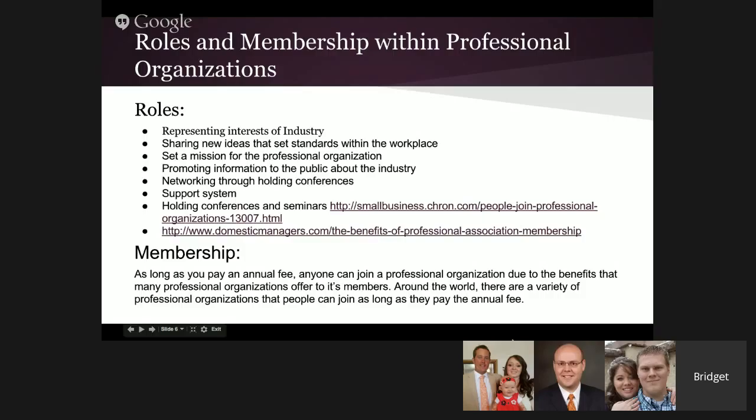To become a member of a professional organization, it seems that as long as you pay an annual fee, anyone can join, due to the benefits that many professional organizations offer to their members. Around the world, there are a variety of professional organizations that people can join. For example, there's an organization called the National Collegiate Scholars of America, and you can join as long as you pay a $50 fee, and that could go on your resume. So that is the roles and membership of a professional organization.